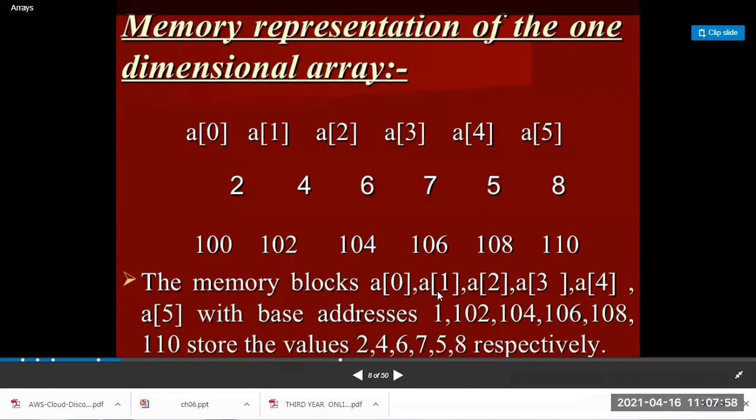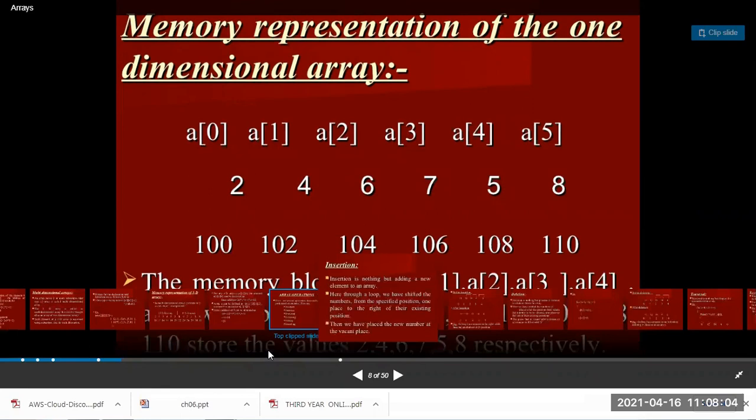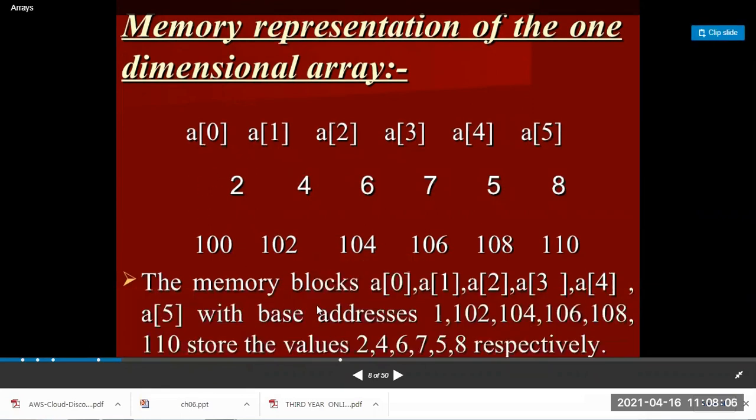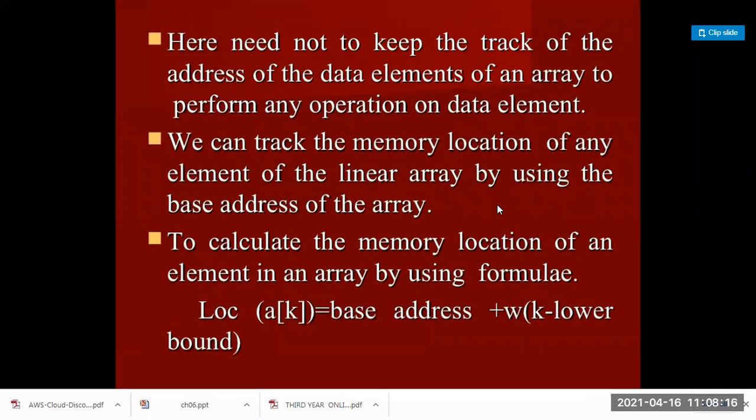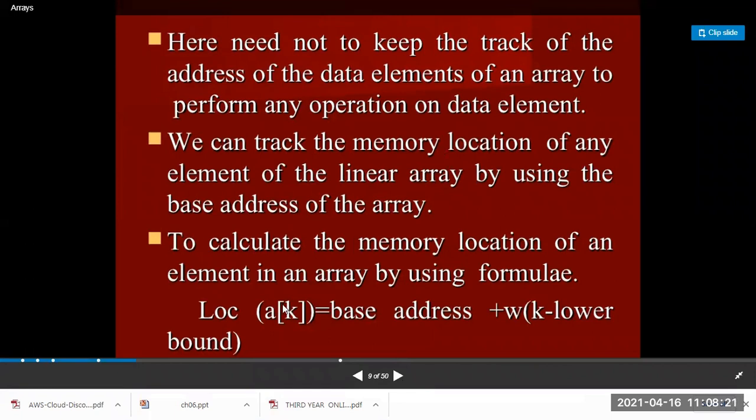So here blocks of a of 0, a of 1 with base addresses 100, 102, 104 and so on, and they store the values 2, 4, 6, 7, 5, 8. Next, see here in a one-dimensional array, we need not keep track of the address of the data elements of an array to perform any operations on data.